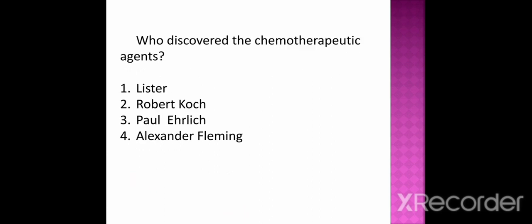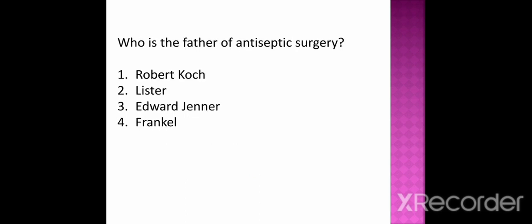The next question is, who discovered the chemotherapeutic agents? Option 1 Lister, option 2 Robert Koch, option 3 Paul Ehrlich, option 4 Alexander Fleming. And the correct answer is Paul Ehrlich. The next question is, who is the father of antiseptic surgery? Option 1 Robert Koch, option 2 Lister, option 3 Edward Jenner, option 4 Frankel. And the correct answer is Lister.